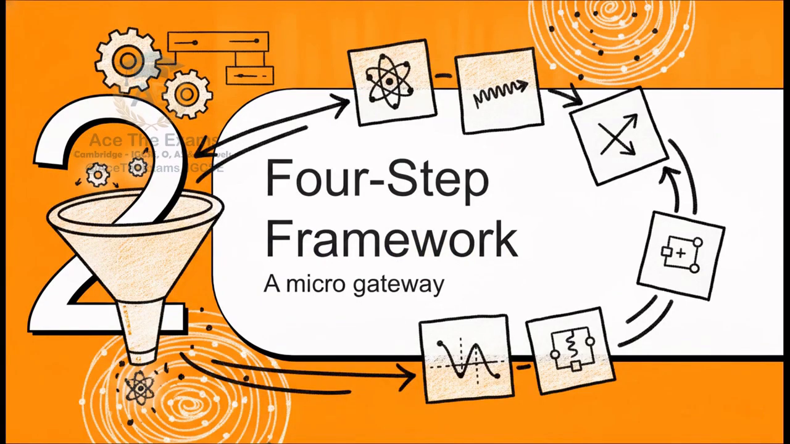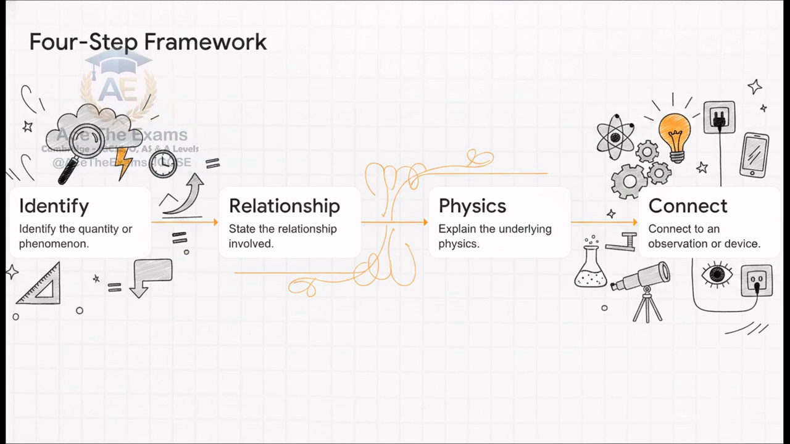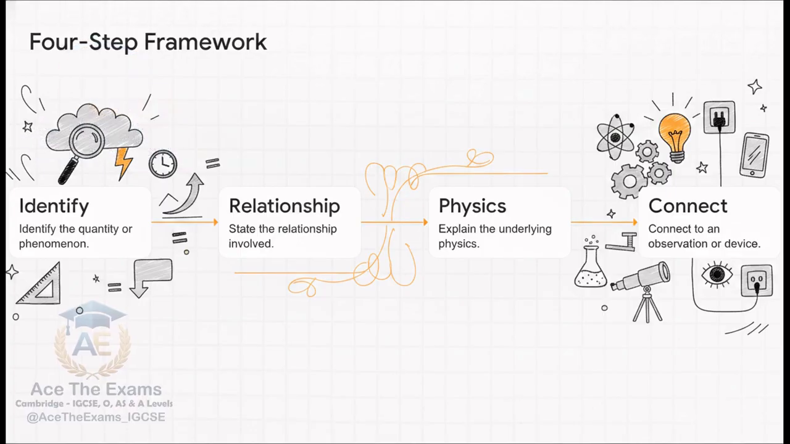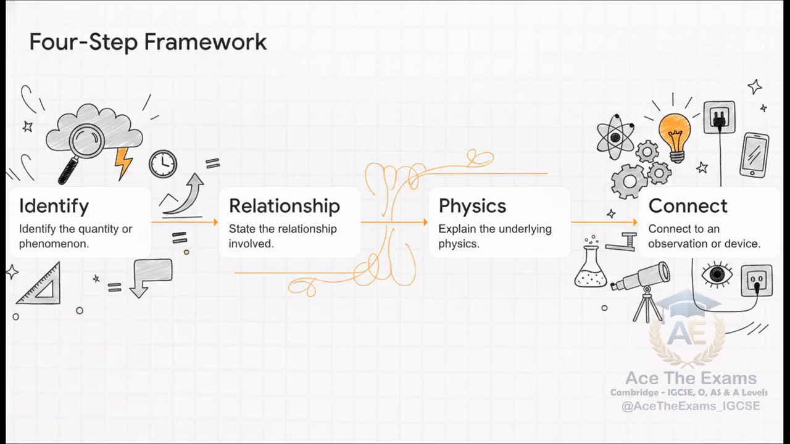Section 2. The 4-step framework. A micro-gateway. This topic of force, mass, and acceleration acts as a micro-gateway into a much bigger scientific pattern that applies across your entire IGCSE physics syllabus. We can break down any high-mark answer into 4 clearly linked steps. Listen closely, because this is how top students consistently structure their physics answers to hit every single assessment objective.